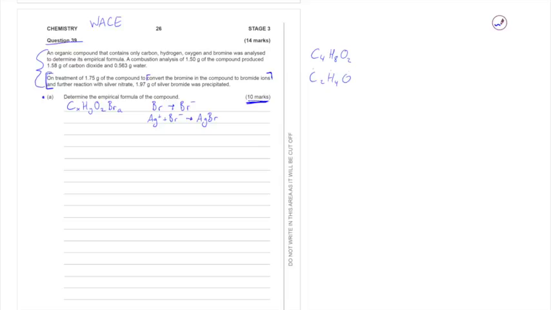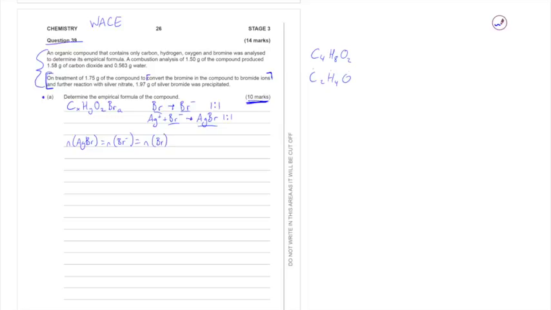So why did I need to write down these equations? Well, I needed to know what the molar ratios were between these substances. And I can see that it's a 1-to-1 and also a 1-to-1 reaction between all of these underlined substances. So that means I can write down as an initial statement, moles of AgBr is equal to moles of Br minus is equal to moles of Br.